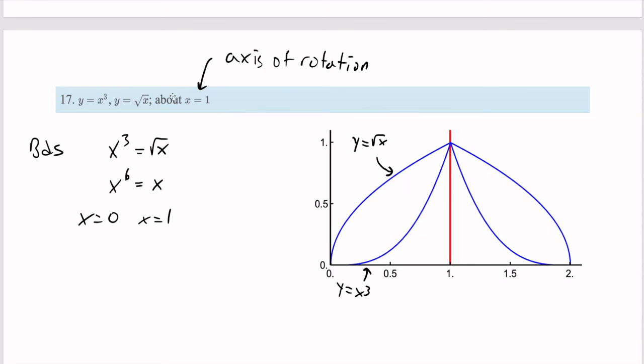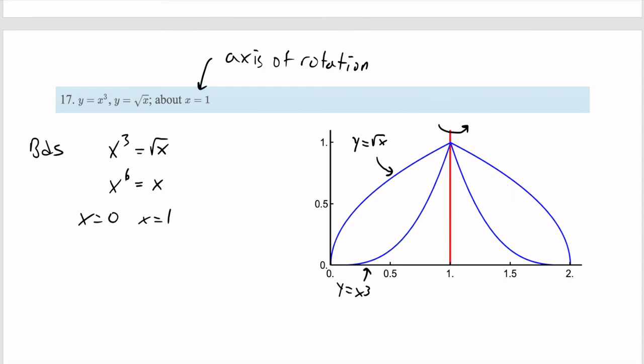So again, I'm rotating about x equals 1. So you can draw that axis in, and then you're going to rotate around this. So again, what do we do? We take our original picture here and we rotate it halfway, right across this line.